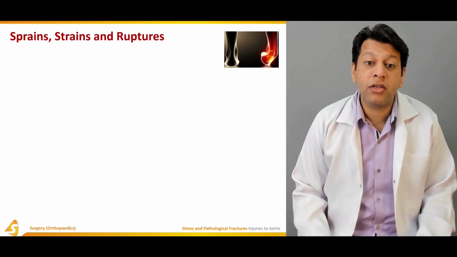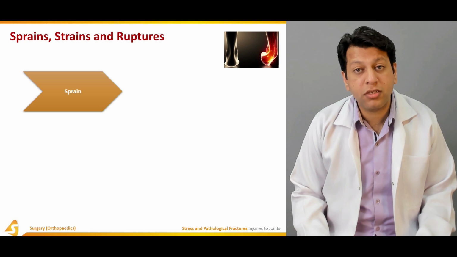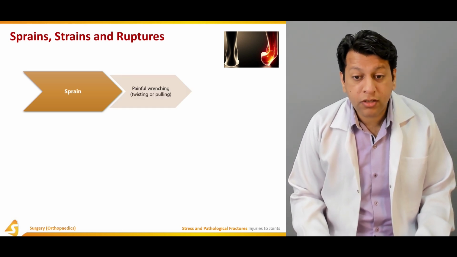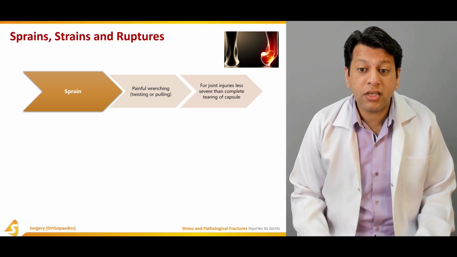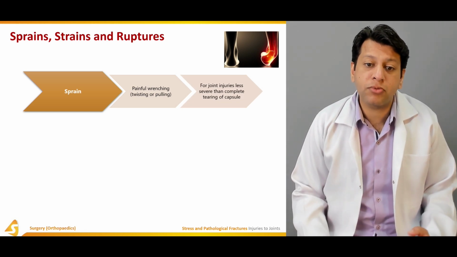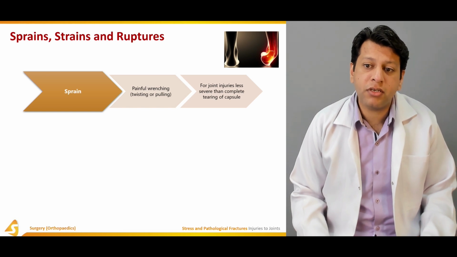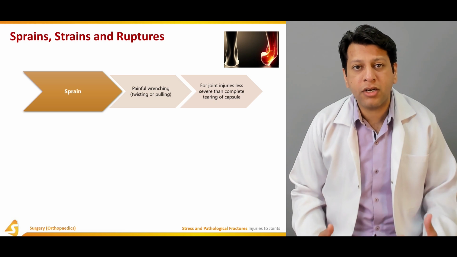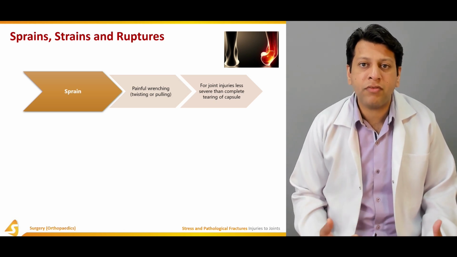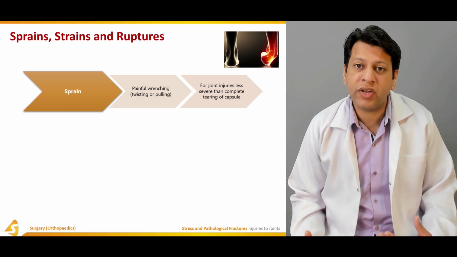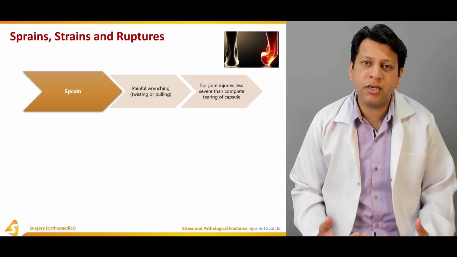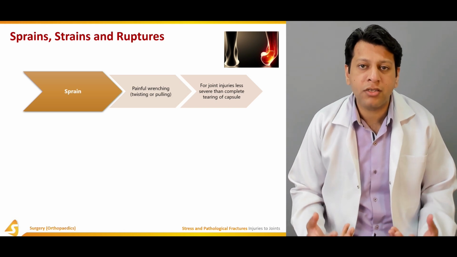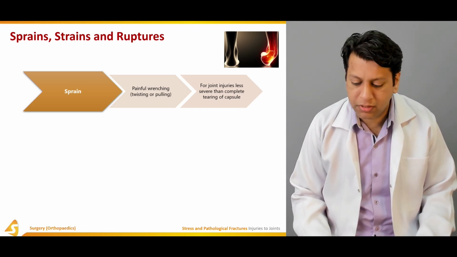Now coming to sprains, strains, and ruptures. So what is a sprain? It's actually a painful wrenching, twisting, or pulling, which for joint injuries is less severe than a complete tearing of the capsule. So it's kind of a mild injury, especially if you see the diagram above. We classically get a twisting injury, especially on uneven surfaces, usually on the lateral side of the ankle. This sometimes partially tears our capsule and ligaments, but it does not completely tear. It is classically called a low ankle sprain or ankle sprain.